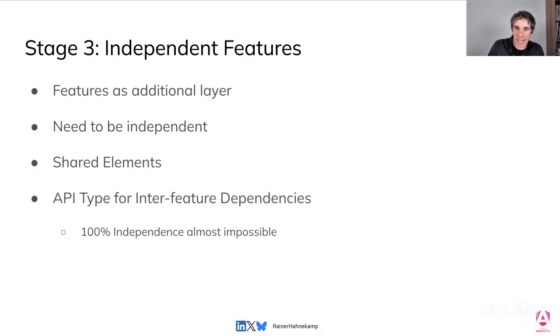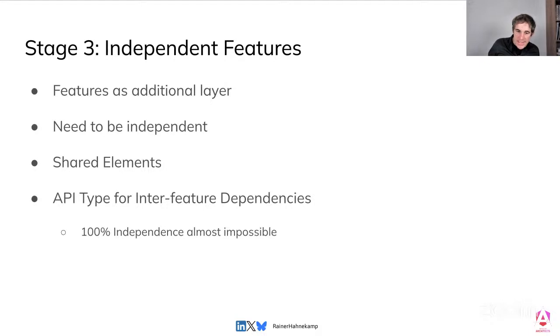There will be shared elements, yes, and you will also sometimes need an API for inter-feature dependencies. It could be the case that, for example, the booking requires certain data from the quiz, or maybe the other way around. You can't avoid it. This will just happen. But you should try to minimize those occasions where you need to access that. So 100% independence is almost impossible.